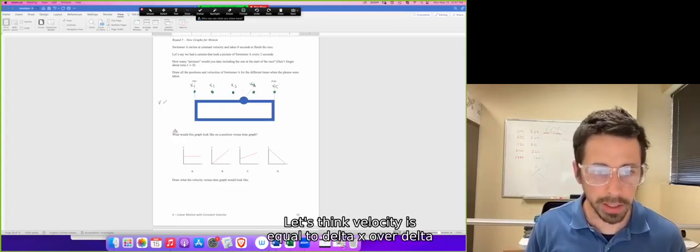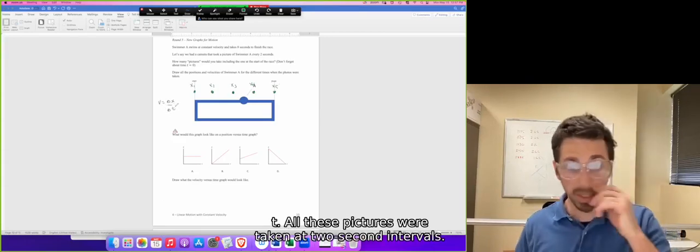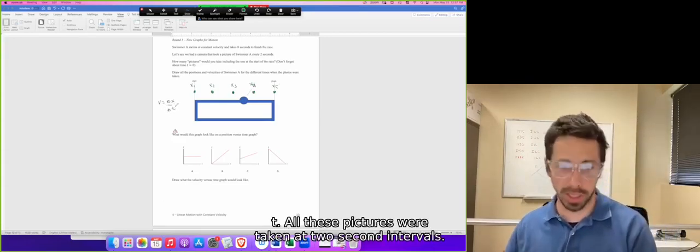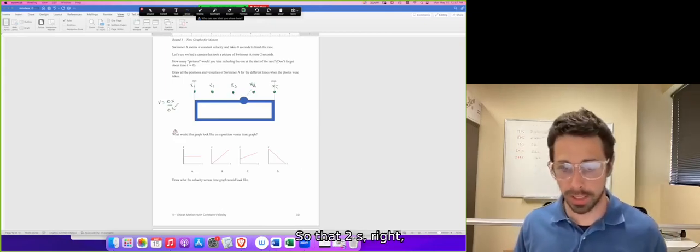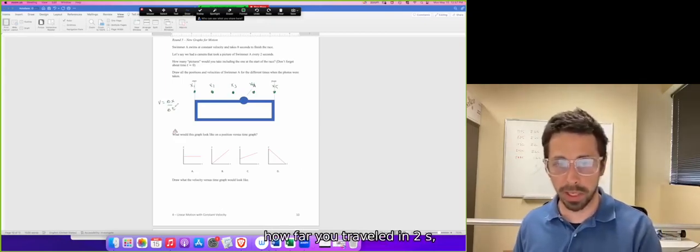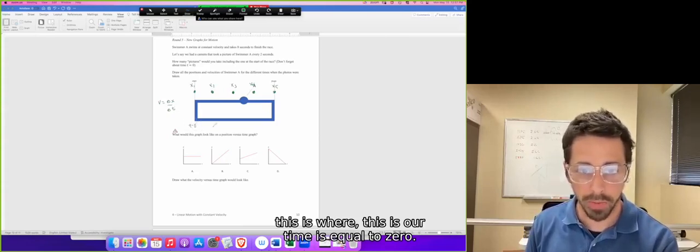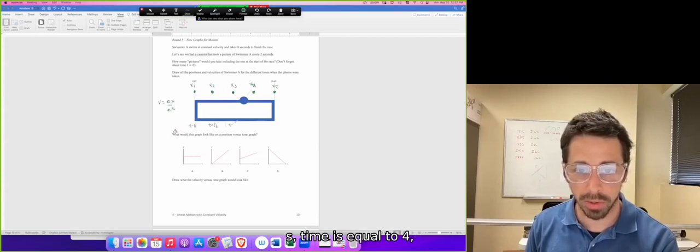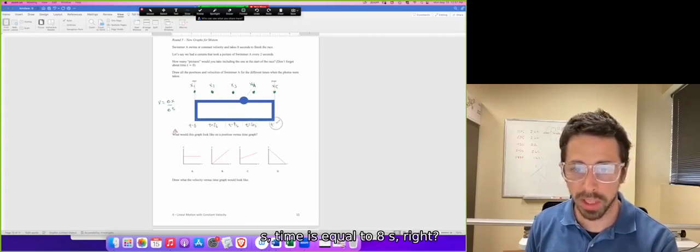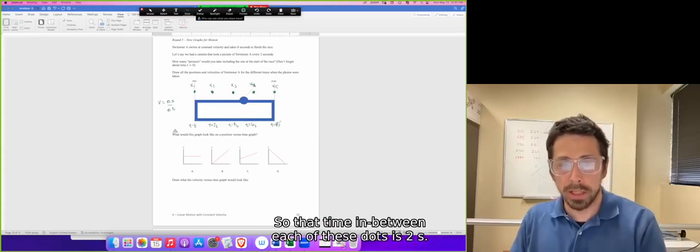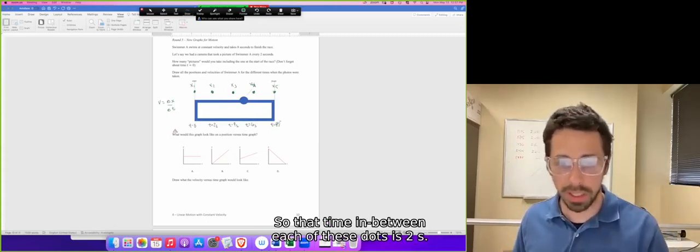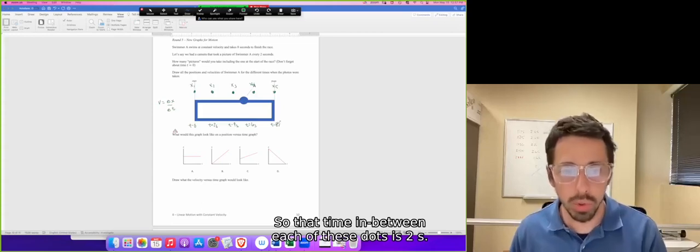Let's think. Velocity is equal to delta x over delta t, right? All these pictures we're taking at 2-second intervals. So that 2 seconds, right? How far you traveled in 2 seconds. That's what all these mean. x1, this is where time is equal to 0. This is time is equal to 2 seconds. Time is equal to 4 seconds. Time is equal to 6 seconds. Time is equal to 8 seconds, right? So that time in between each of these dots is 2 seconds.